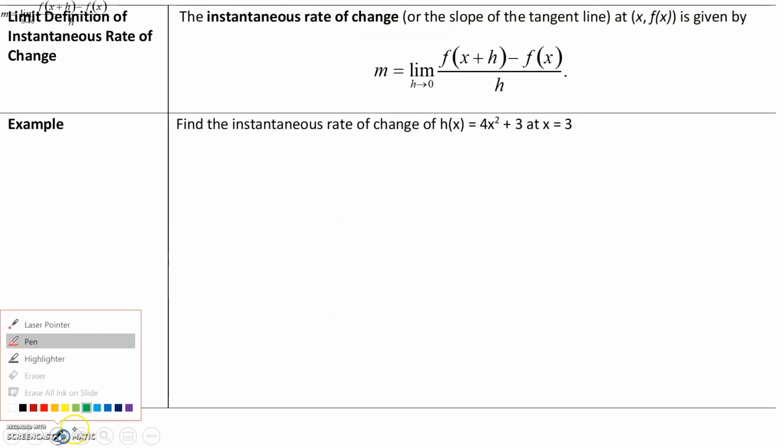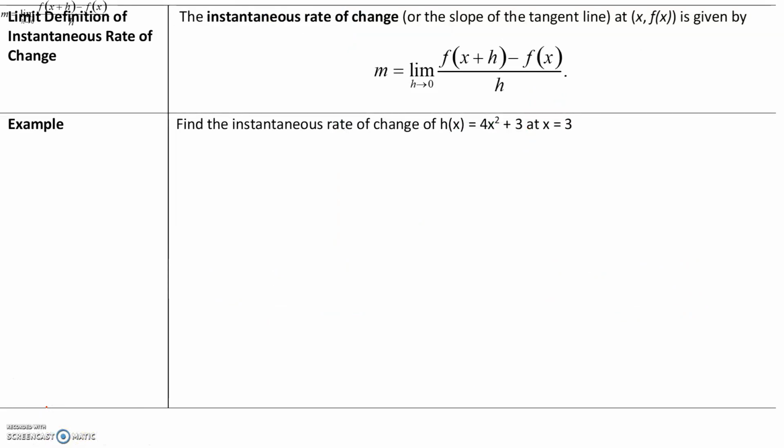Okay, here's the definition of the instantaneous rate of change. The definition is as follows. The instantaneous rate of change, or the slope of the tangent line at the point (x, f(x)), is given by this: the limit as h approaches 0 of f(x + h) minus f(x), over h. This should look very familiar because this is the difference quotient which we practiced in chapter R.